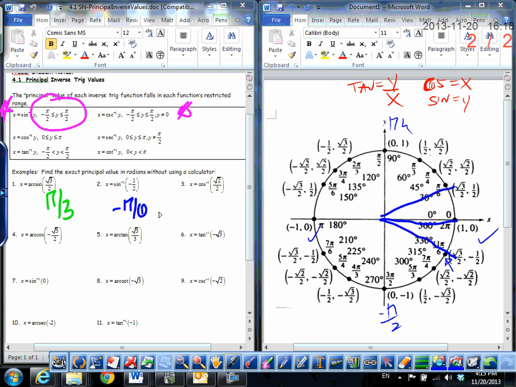Alrighty. Moving on to number 3. One thing we got to keep in mind is square root of 2 over 2 is the same thing as 1 over root 2. So if you have that on your unit circle, then that's cool, no worries. So square root of 2 over 2, x value, so it's pi over 4.